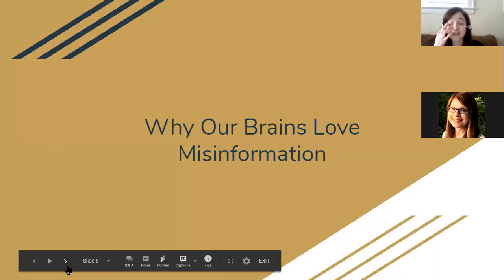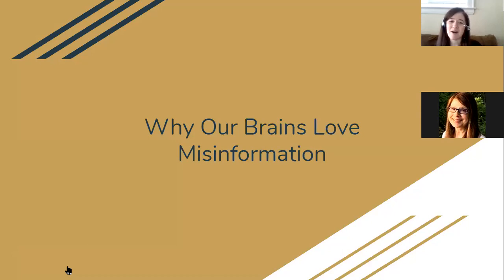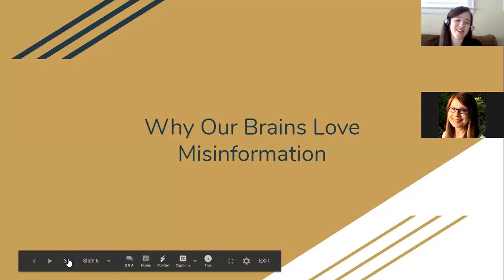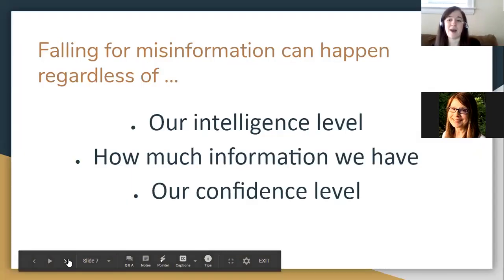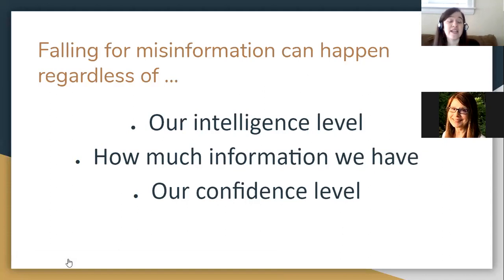So before we talk about some strategies for avoiding that, we should talk a little bit about why we even are sharing misinformation in the first place. And we all have this drive in our brains to share misinformation. I want to emphasize that falling for misinformation can happen regardless of how smart you are, how intelligent you are, how much information you have, or how confident you are that you are right. So you might be super confident, like, this is true, but misinformation can still persuade you. And there are some reasons for that that have to do with psychology.